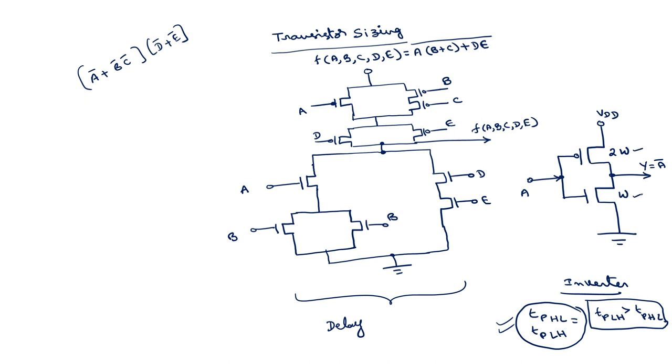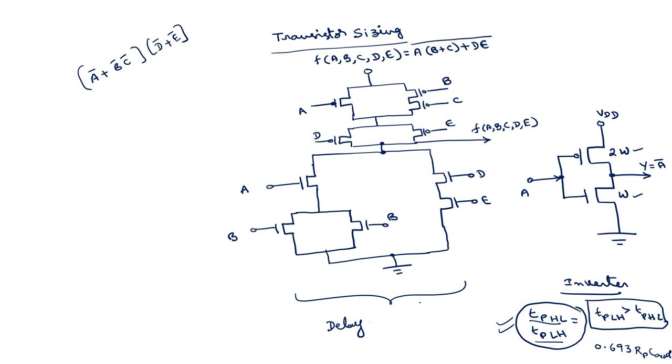We will take this twice W, this is W, so that TPHL and TPLH will be equal, and this value depends upon the W and the Cox, a lot of parameters. Because this is given by 0.693 times Rp into Cout, or Rn into Cout. Now here we are choosing this Rp as twice Rn, so we will get the same value. Now this delay will be more than the delay of the inverter, because here many gates are involved. Because of that, the delay of this one is greater than the delay of the inverter.